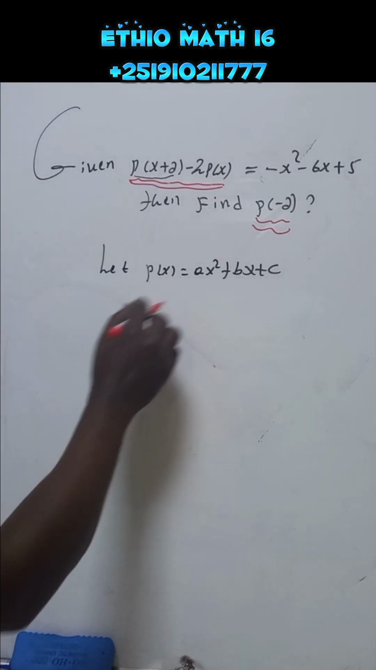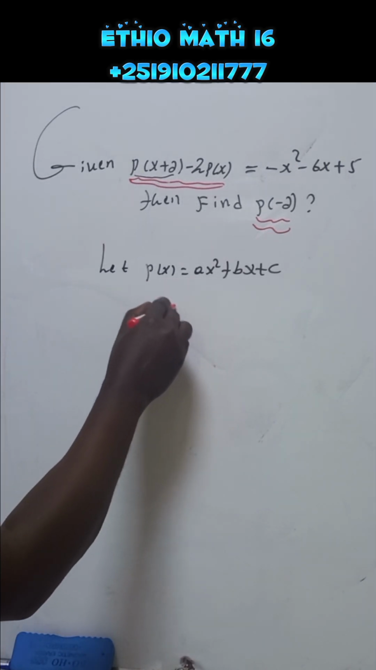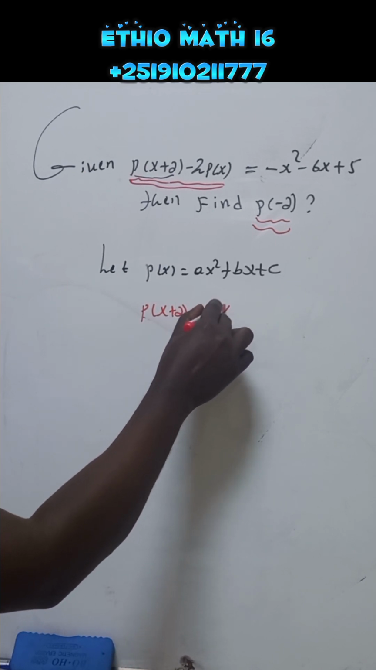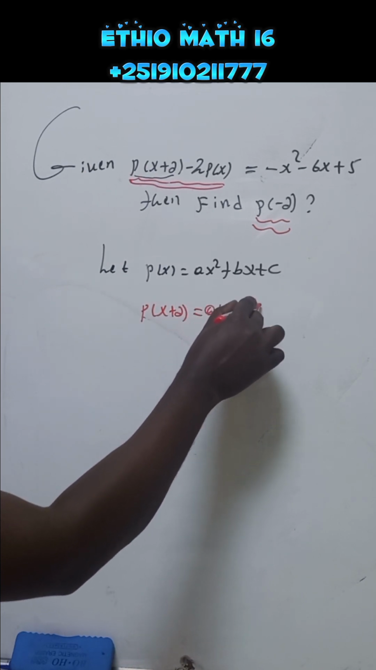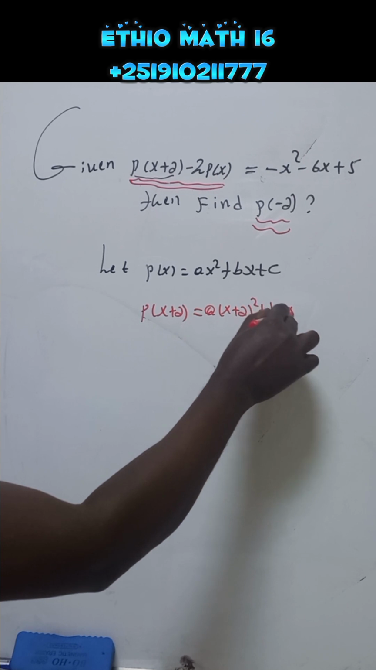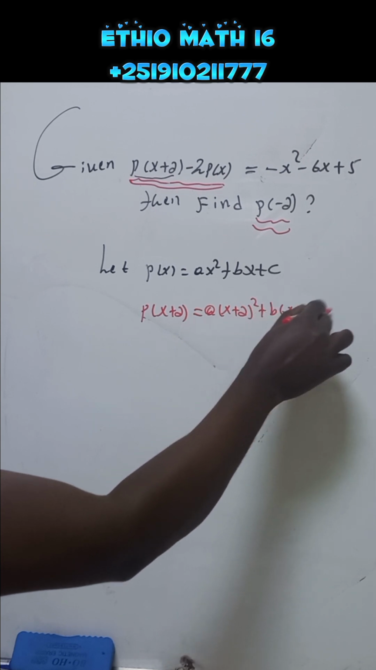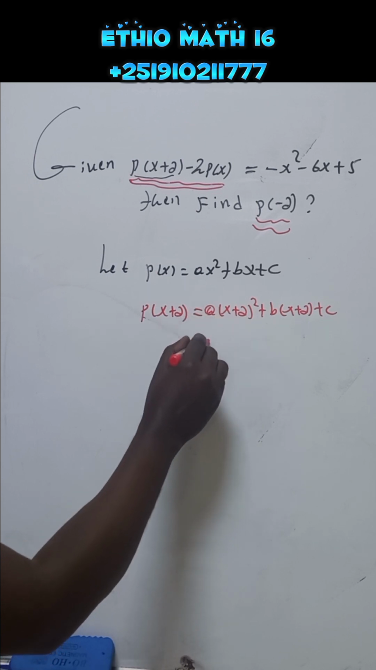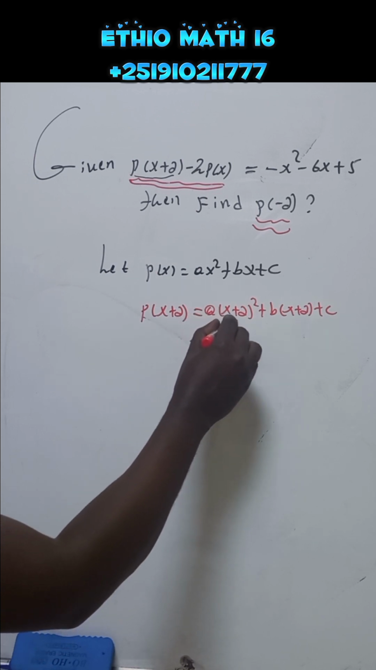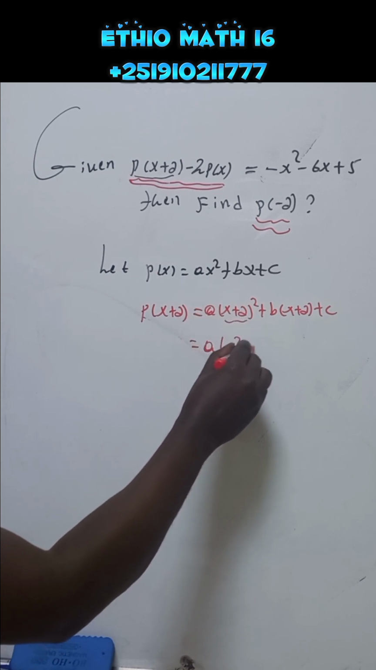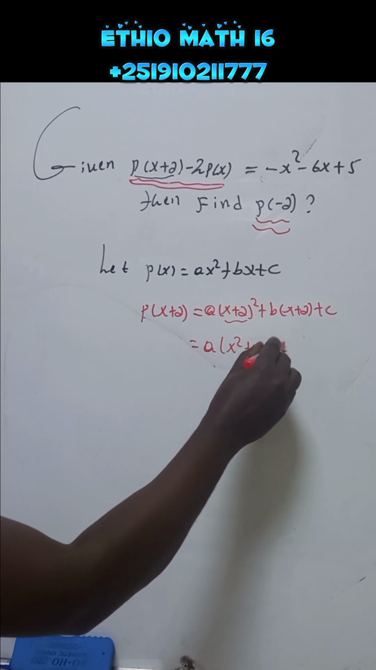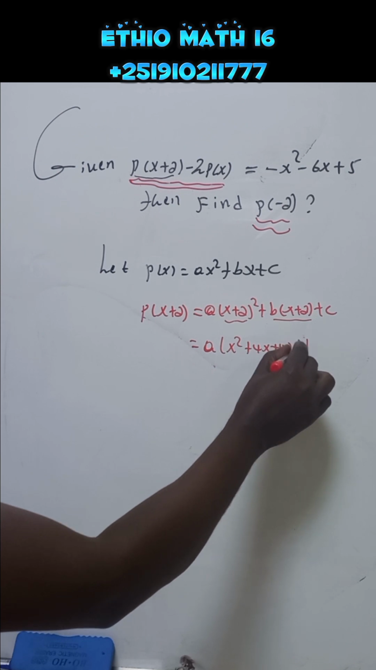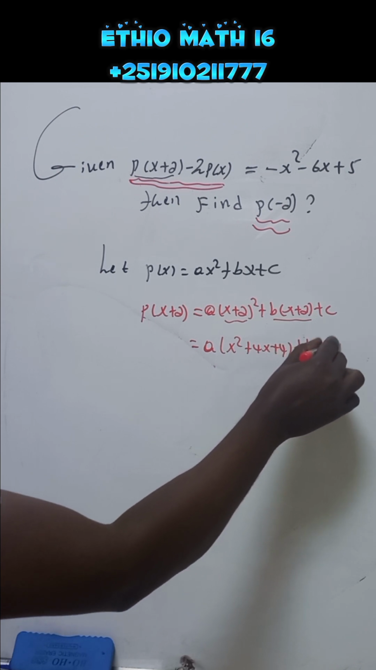Then if this is so, you know what p of x plus 2 is? p of x plus 2 is given by a of x plus 2 the whole squared plus b of x plus 2 plus c. Is that so? When we are writing this problem this way, a of x plus 2 the whole squared means x squared plus 4x plus 4, plus, when you multiply all this by b, bx plus 2b plus c.